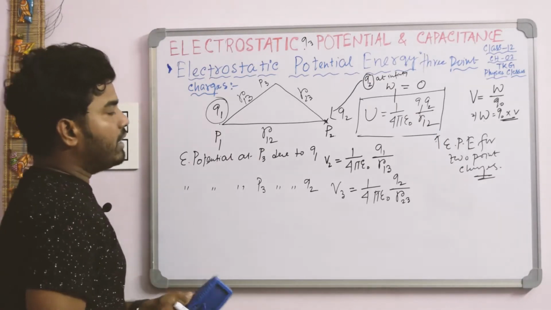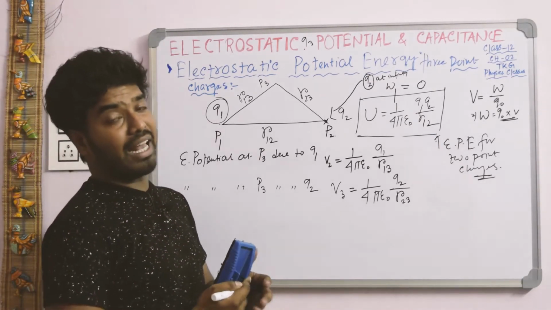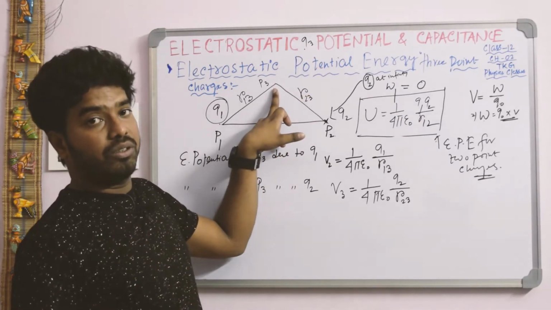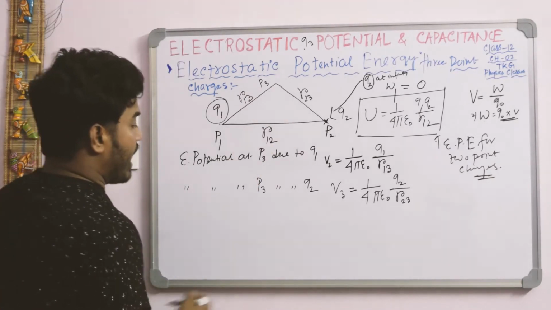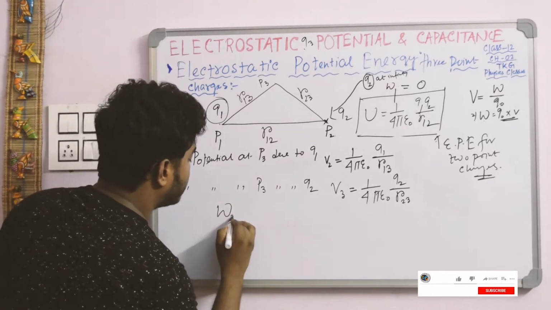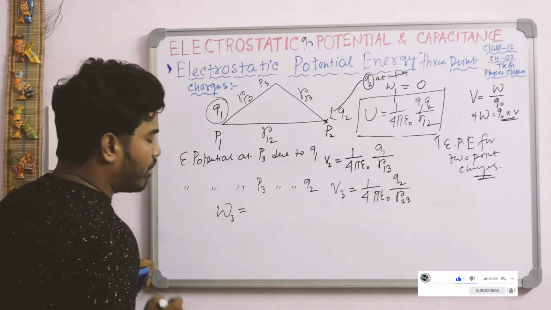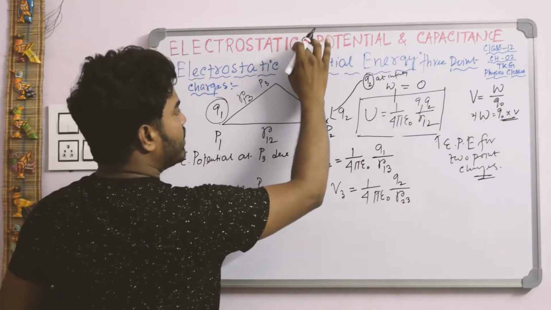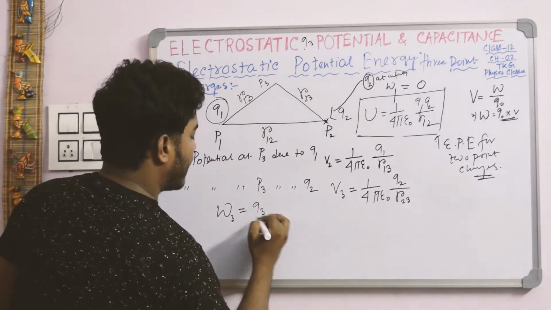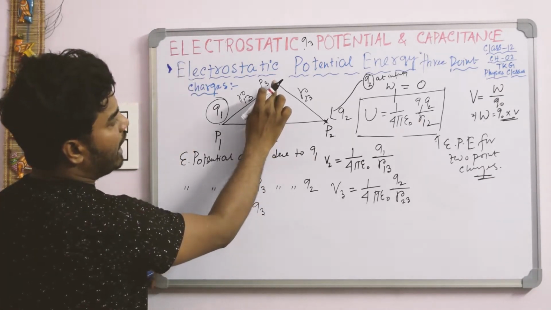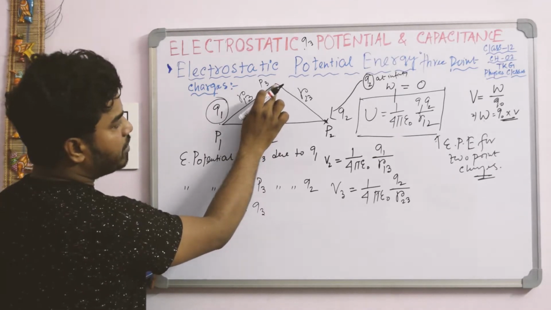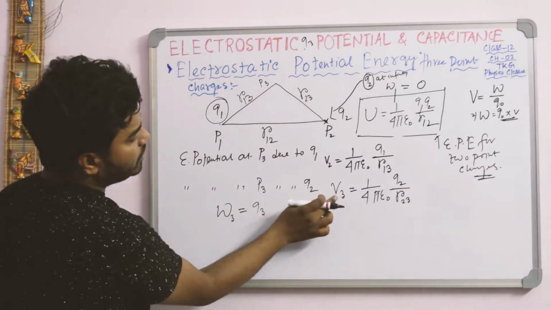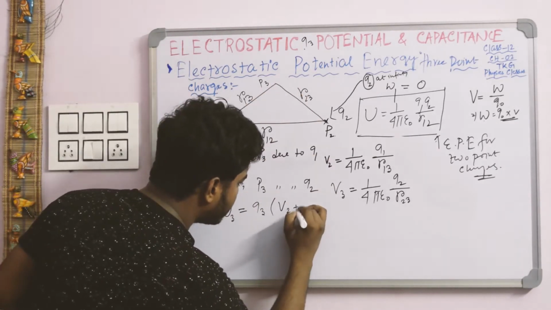Now we have to calculate the amount of work done in bringing another charge, Q3, from infinity to point P3. So what will be the amount of work done? You know, the work done W3 is equal to test charge into potential. So the test charge is Q3, and the potential at point P3 for Q1 is V2, and the potential at point P3 for Q2 is V3. So the total potential is V2 plus V3.